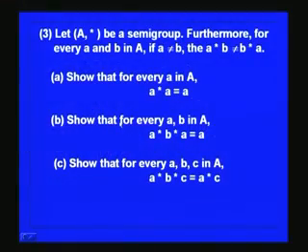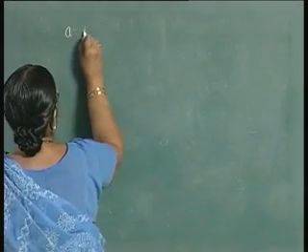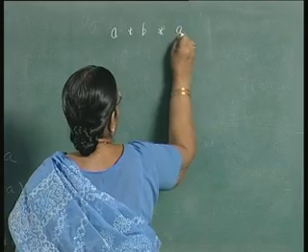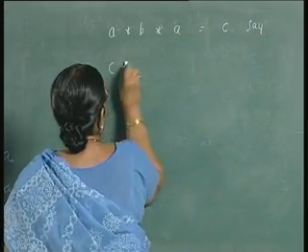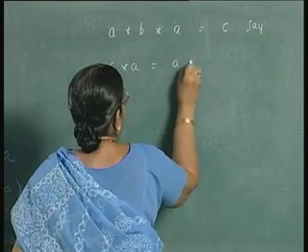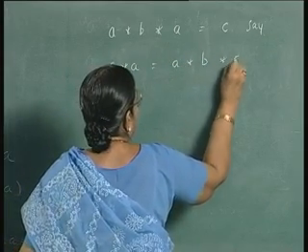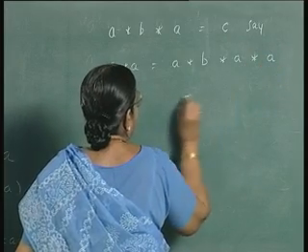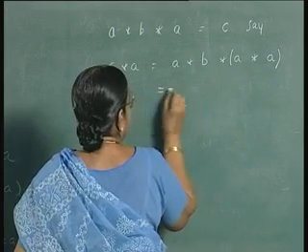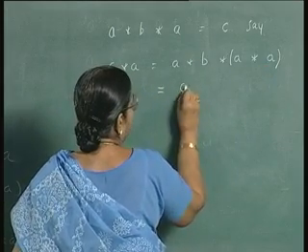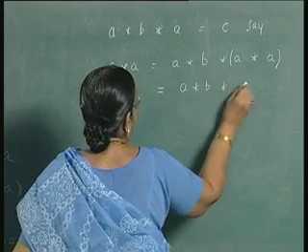What is the second part? Show that for every A, B in A, A star B star A is equal to A. Look at A star B star A. Suppose this is C, then C is A star B star A. Then C star A is A star B star A star A. But because of associativity, you can write it like this. A star A is A by the first part. So, this will be A star B star A.